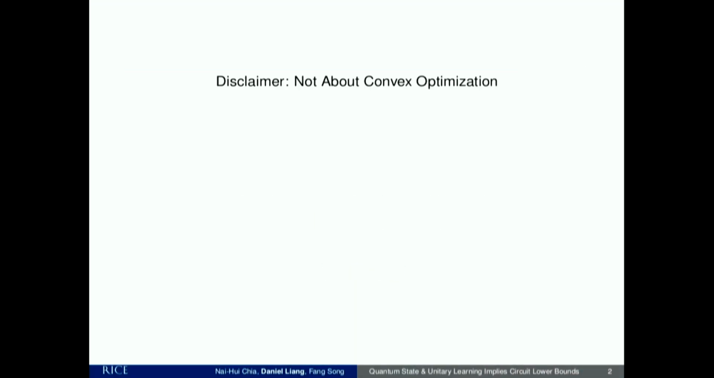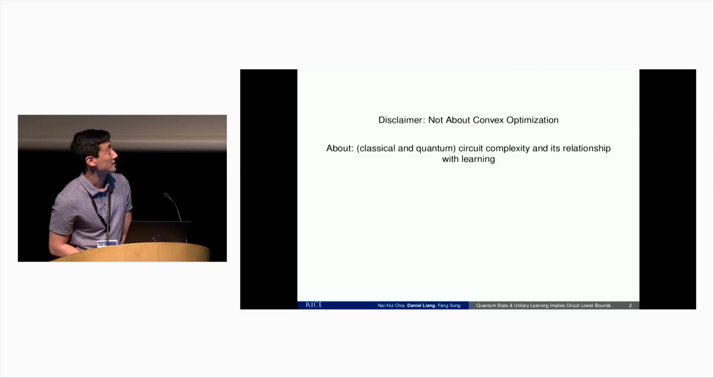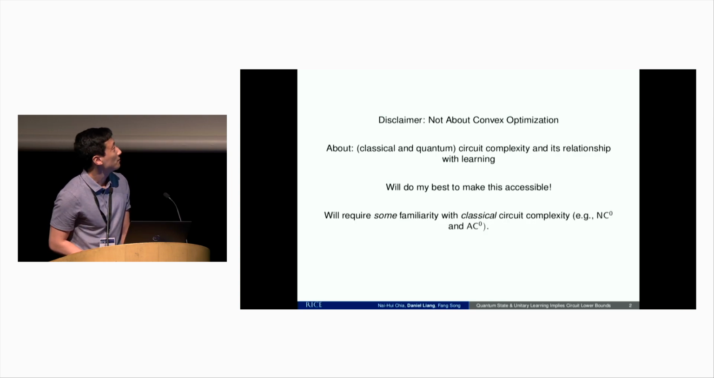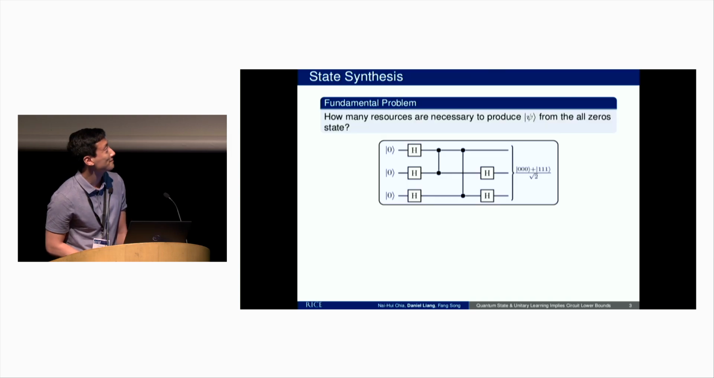So just to give a warning, this is even less about convex optimization. What it is about is, as you said, circuit complexity, both classical and quantum, and how it relates to learning theory. I'll do my best to make this accessible. I know most of you are not quantum people. But you will need some understanding of circuit complexity, though, unfortunately.